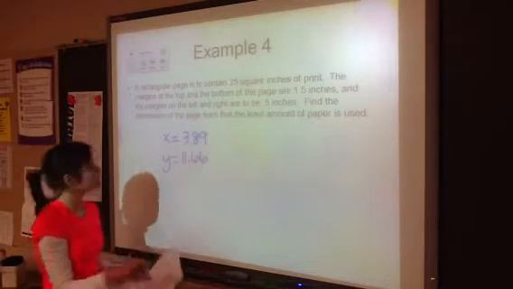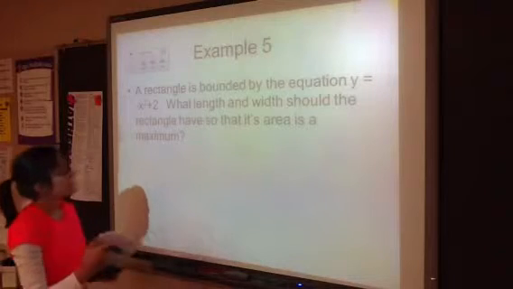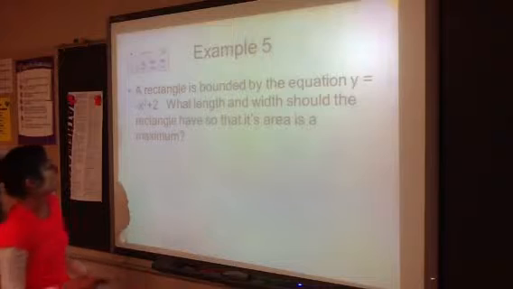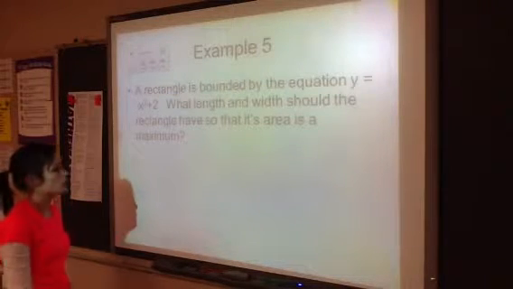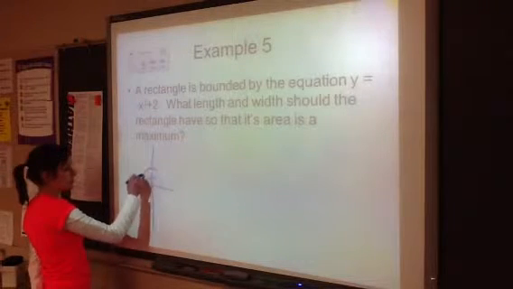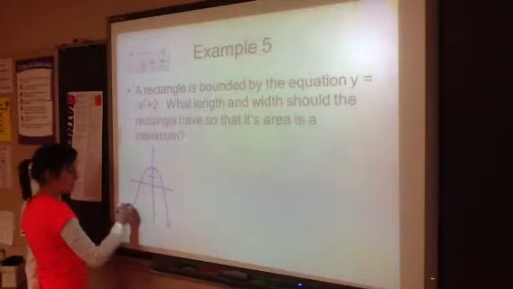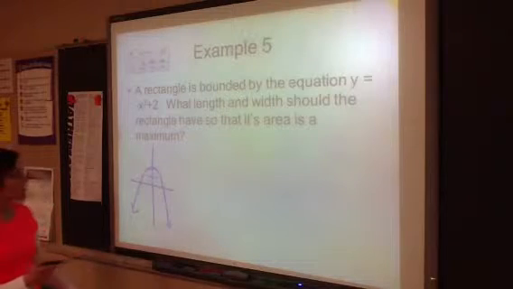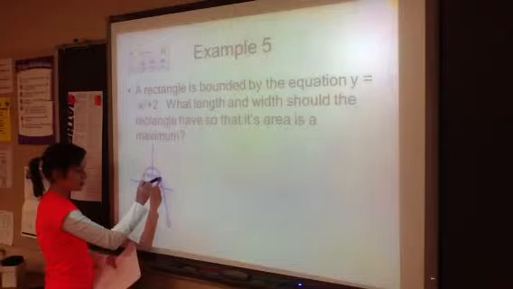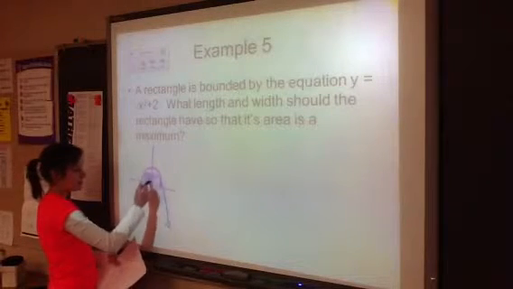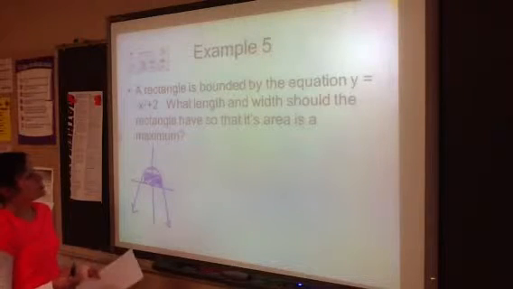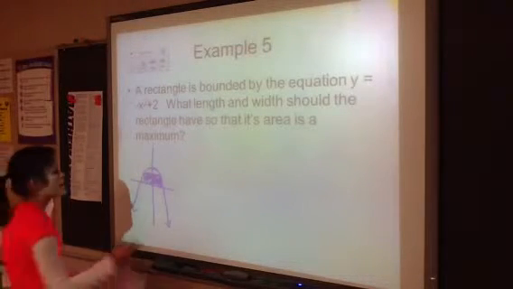Quite possibly. All right, the last example is dealing with a rectangle bounded by the equation y equals negative x squared plus 2. So if we would graph that, y equals negative x squared plus 2, it would be a parabola that is upside down. And they're saying that the rectangle is bounded inside there. So there's our rectangle, this space in here. So they want to know what should the length and width be so that our area is a maximum.